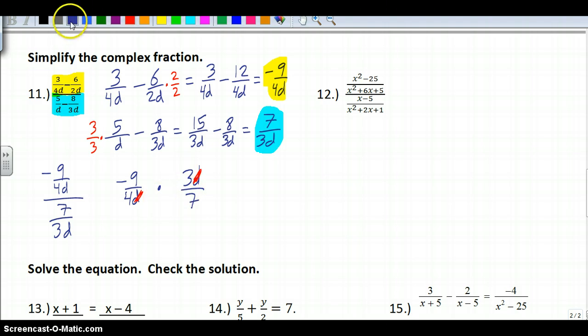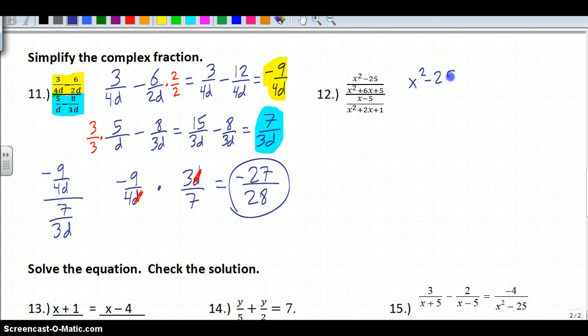So negative 9 times 3 is negative 27. Over 4 times 7 is 28. So it's negative 27 over positive 28. Okay. Number 12, same thing, although it already has a single fraction over a single fraction.